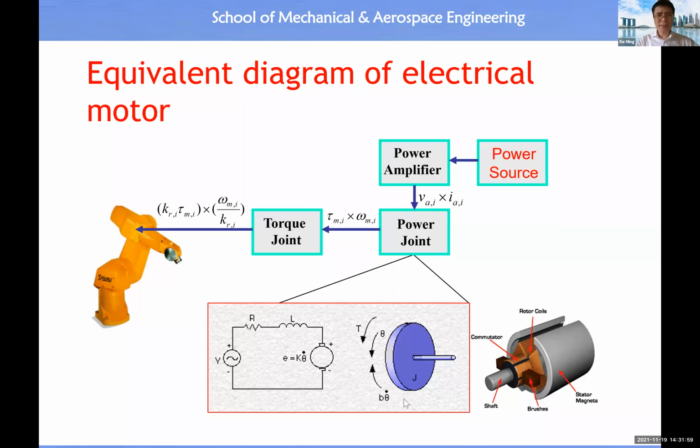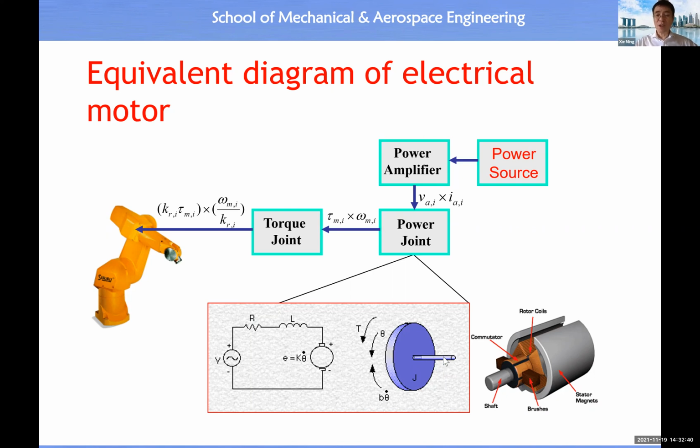The equivalent diagram for an electric motor is shown by this slide. You will see the power joint has a mechanical property plus an electronic property. The mechanical property is just a rotating payload. That means you have a shaft which will drive a payload. This payload could be anything. It could be the subsequent link 1, link 2, or link i plus 1, link i plus 2. So you can lump it to become an equivalent moment of inertia. It's just a payload.